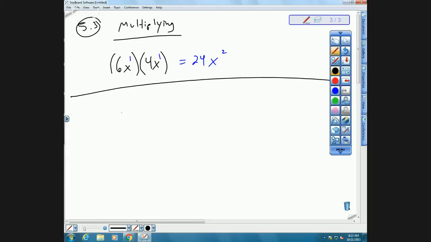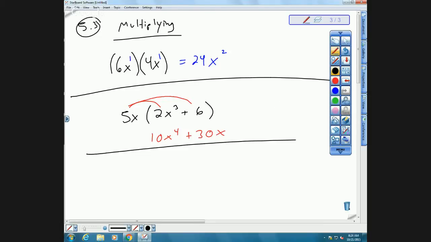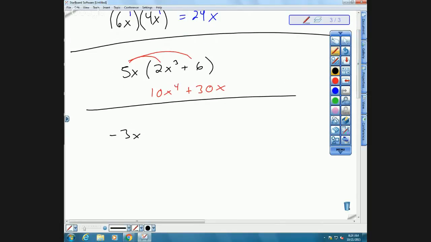If you're multiplying a monomial times a binomial, we talked about this the first day. What's that property called? Distributive property. I take this number times everything inside the parentheses. That property is what we're going to use on this. That's the whole idea behind multiplying, is that I'm going to take this one times everything over here. So 5x times 2x cubed would be 10x to the 4th, and 5x times 6 would be 30x. Right? Doesn't matter if I have more than 2 things inside the parentheses.